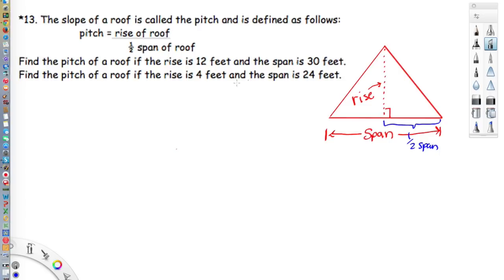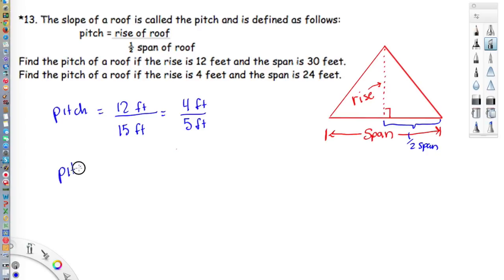Find the pitch of a roof if the rise is 12 feet and the span is 30 feet. Well, pitch or slope is equal to my rise, and it says the rise is 12 feet, and it says the span is 30, so if the span is 30, I'd want half of that, which is 15 feet. And I can reduce this. I can factor a 3 out of both of these, and I get 4 feet over 5 feet. So it has a pitch of 4/5 or a slope of 4/5.